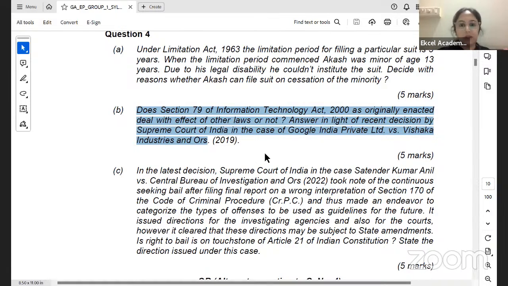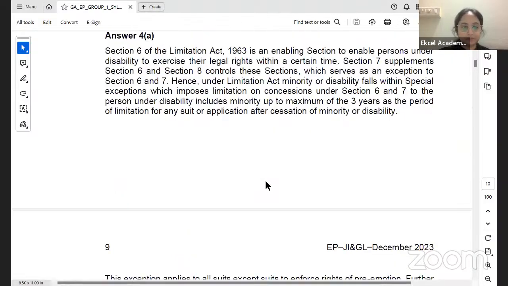So this also you can answer. I mean, that is an important case law. Still, if you are not sure of that, if you answer the first part, there is a high chance that you will get 2.5 to 3. At least we will stick to 2 marks minimum. That will be guaranteed. Okay, so we will see this.